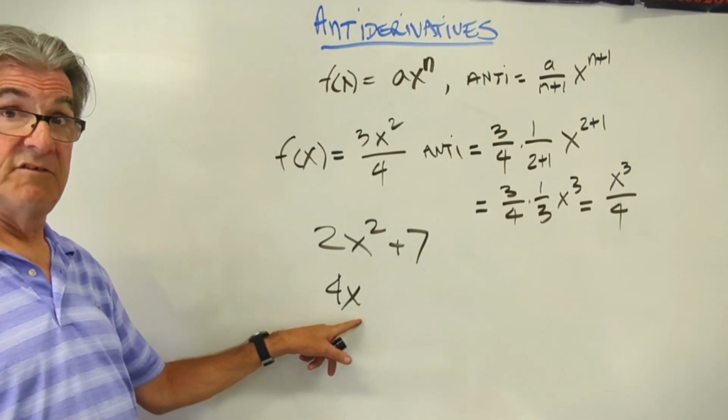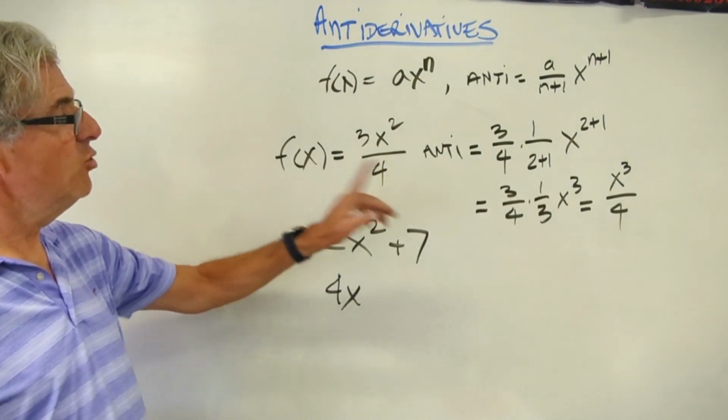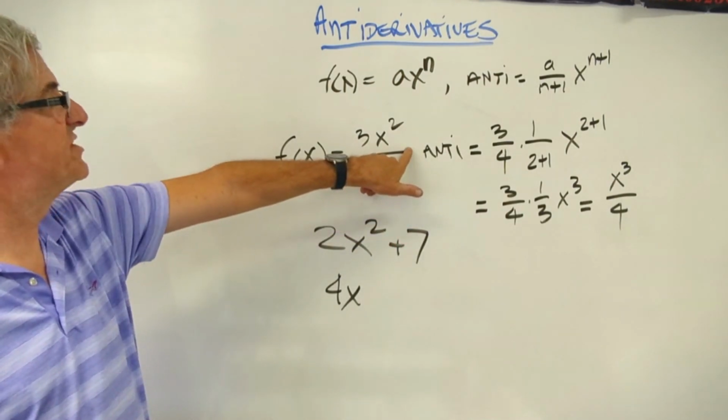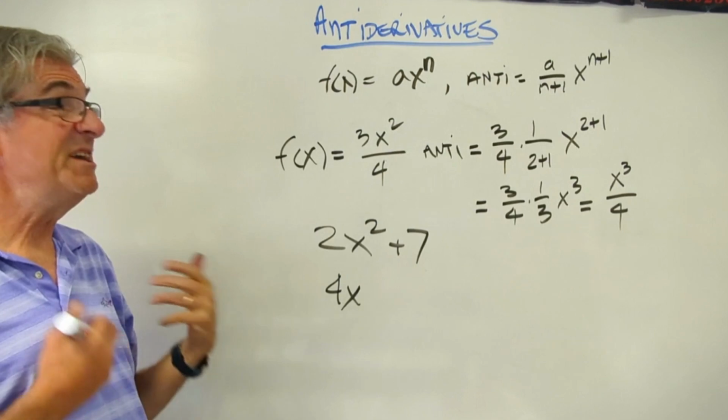That's our derivative. So the question I have for you is, how do we know there wasn't a constant in the original expression? We don't.